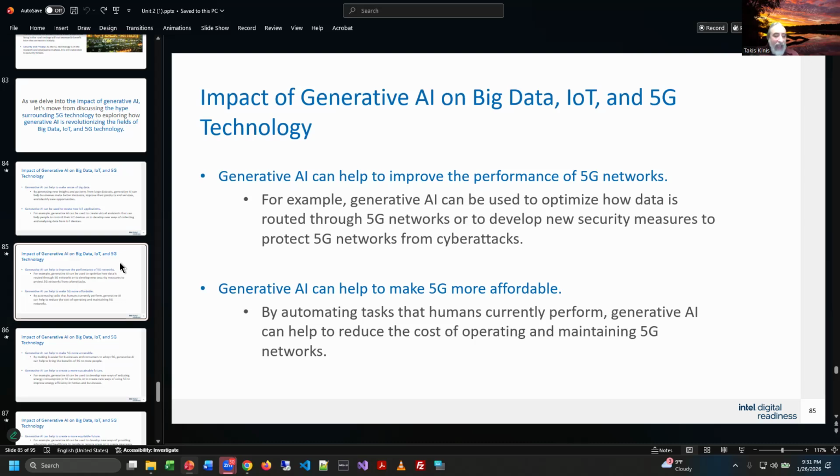When we start to apply AI over some of these networks, right? So Gen AI can start to impact the network itself, where we can find faster ways to route the traffic, for example, or to protect it from cyber attacks. And that's a really big thing in cybersecurity right now, is starting to use AI to defend our networks.